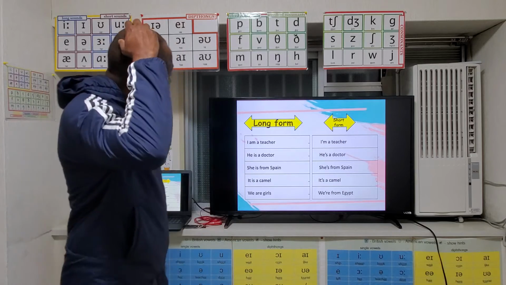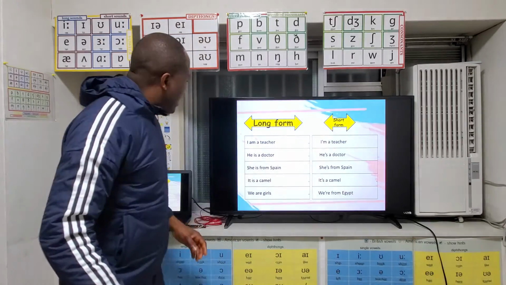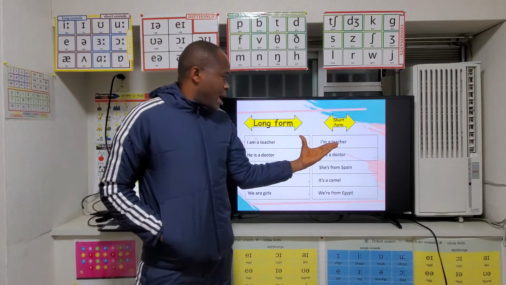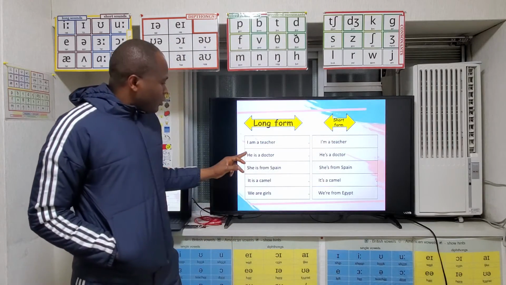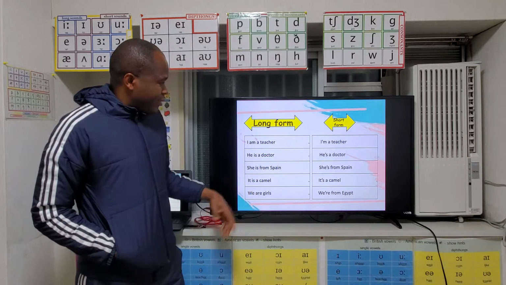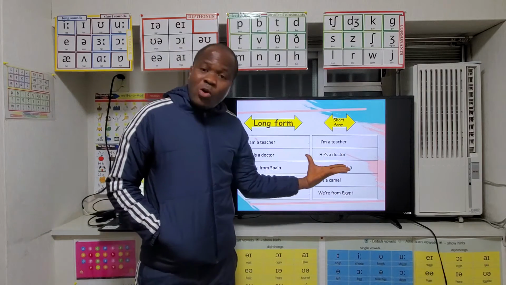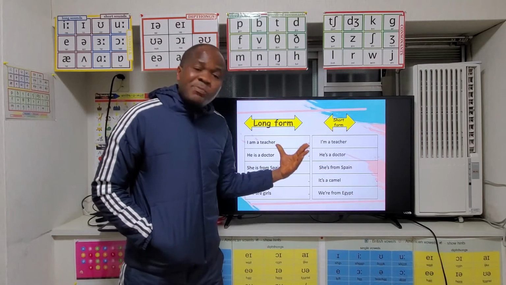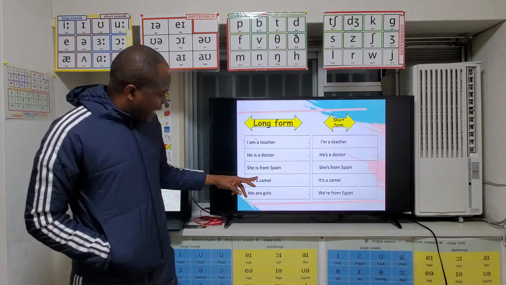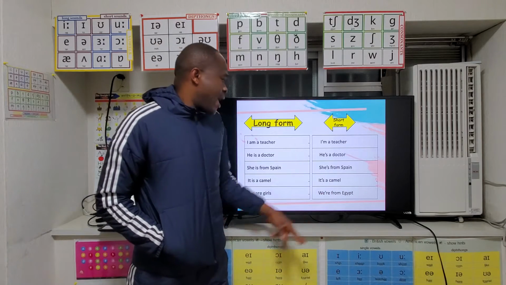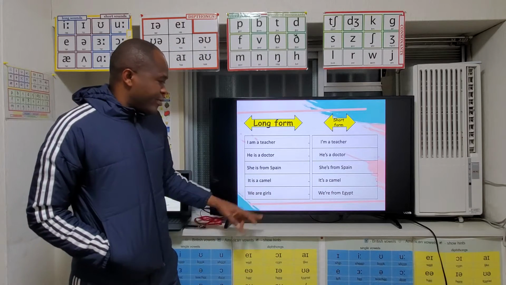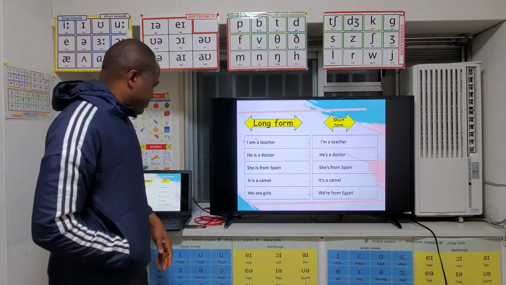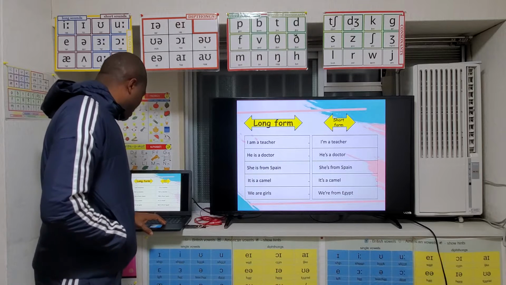So we have some examples with sentences. I am a teacher, and the short form, I'm a teacher. He is a doctor, the short form, he's a doctor. She is from Spain. She's from Spain. It is a camel. It's a camel. We are girls, and the short form, we're girls. Let's move on.